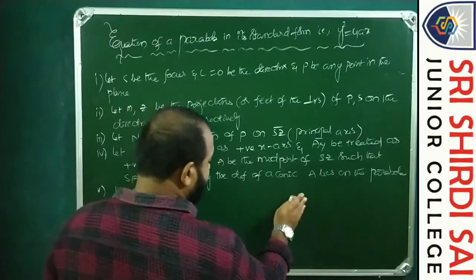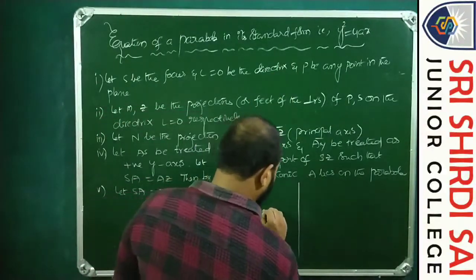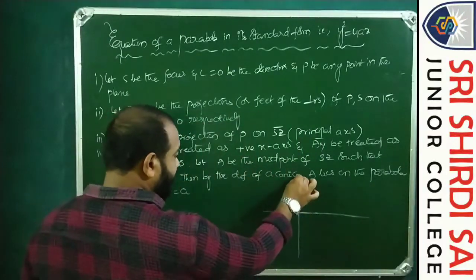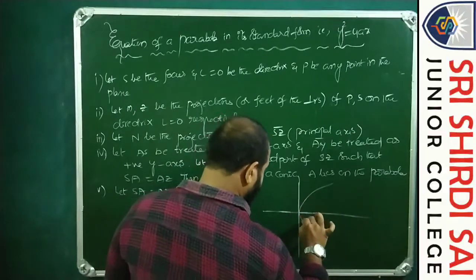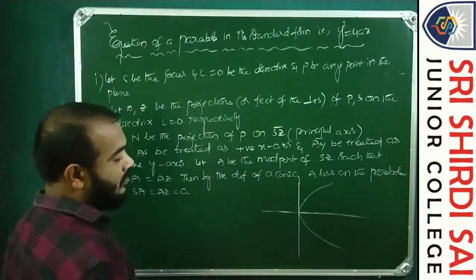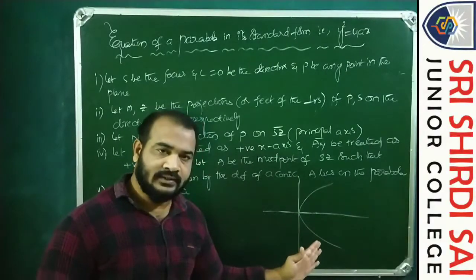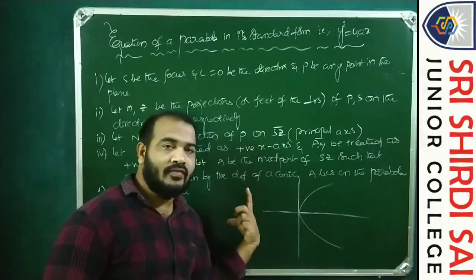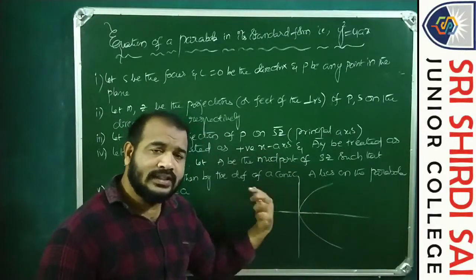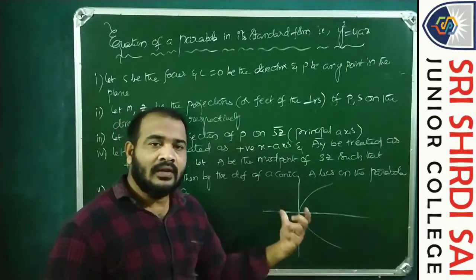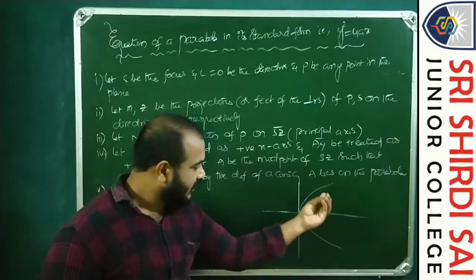So let us try to draw the diagram of what we have written so far. This is the principal axis. Let this be the parabola located on the right hand side of the y-axis. It may be on the left hand side as well, or an upward or downward parabola. All these parabolas are said to be parabolas in their standard form. But for convenience, let us take any one of them.